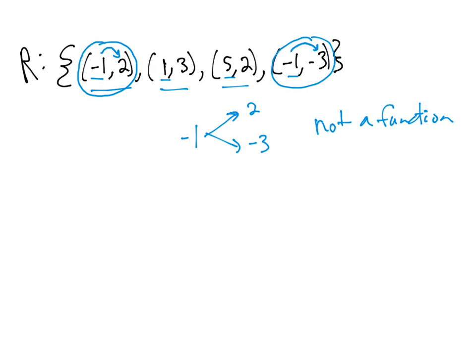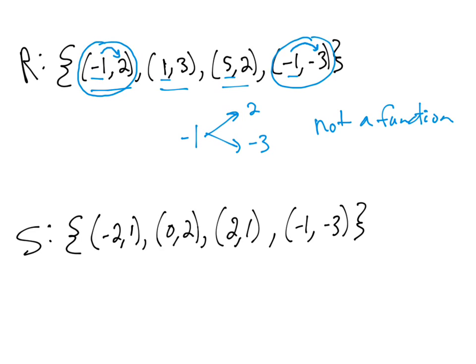Okay, and then let's look at one more example of ordered pairs. Here we have relation S, and it looks like we have 4 ordered pairs, and each of these ordered pairs has a different input value, and each of these input values is pointing to an output value. Now it looks like the input -2 and the input +2 point to the same output, but that's okay. The same output could come from 2 separate inputs, right?